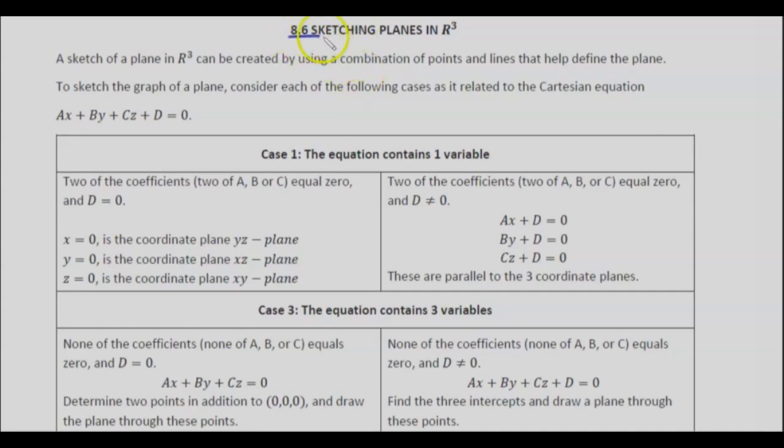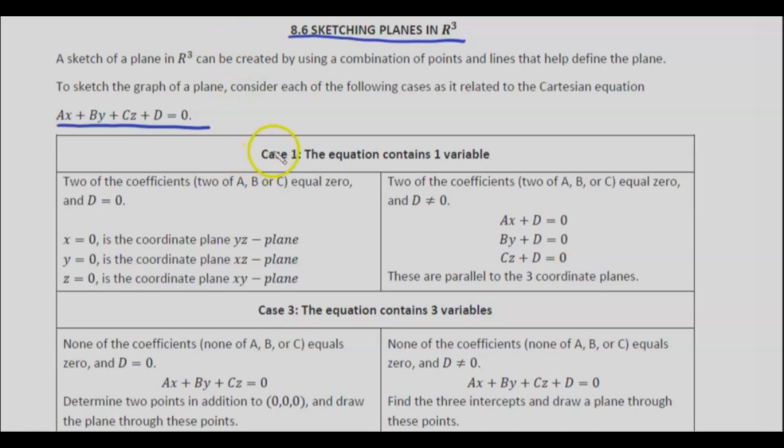Okay, 8.6, sketching planes in R cubed. So sketching a plane in R cubed can be created by using a combination of points and lines that help define the plane. So to sketch the graph of a plane, consider each of the following cases as it relates to the Cartesian equation, which we just learned, ax plus by plus cz plus d equals 0.